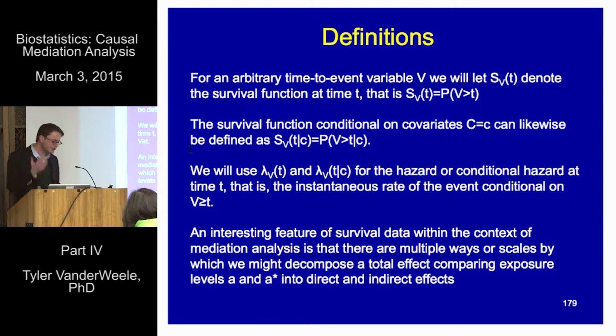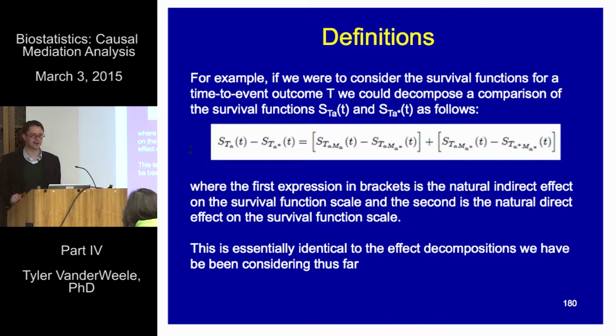We saw that with a binary outcome, for example, we could do mediation on different scales. We could do it on the difference scale, the odds ratio scale, or the risk ratio scale. And we're going to have something similar here. We can do mediation analysis with time to event data on different scales. But our definitions themselves, the counterfactuals that we're comparing, are going to be exactly the same as we had before. What we're changing is the scale.